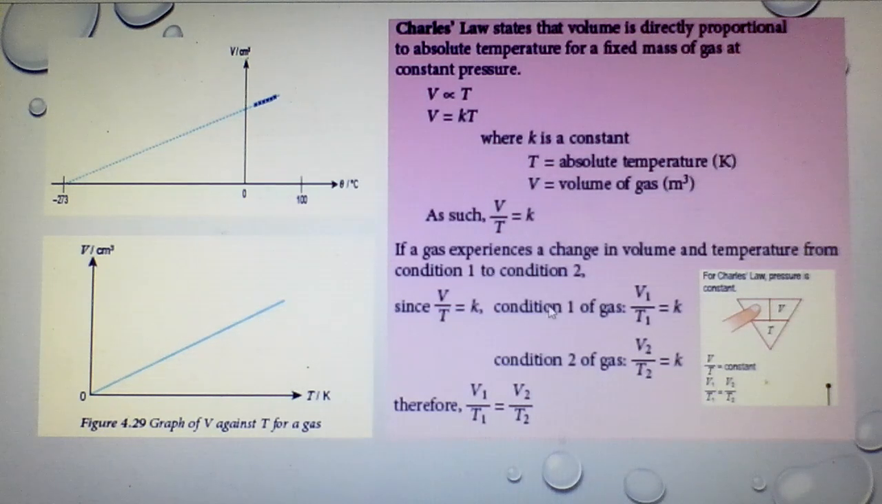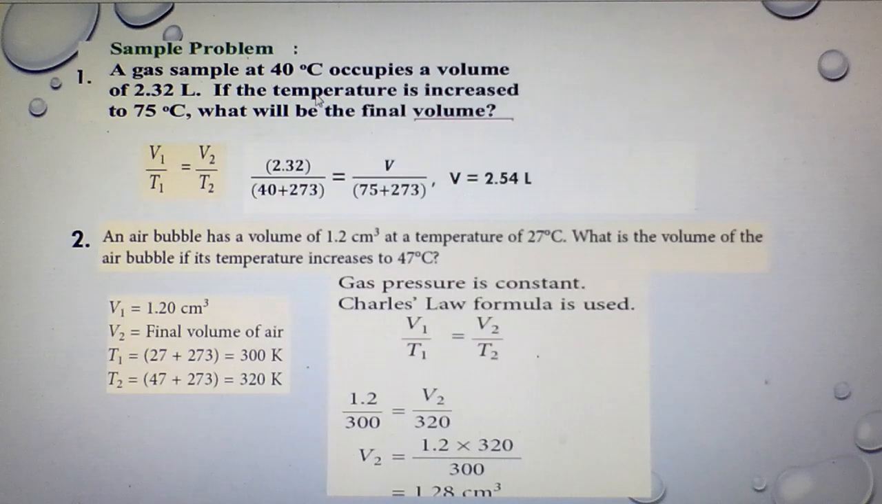So we have two conditions. Condition 1 we mark as V1 divided by T1 equals K, and V2 divided by T2 also equals K. Thus, we have V1 divided by T1 equals V2 divided by T2. This is the formula used to solve problems involving Charles's law. Back to the PVT triangle. This Charles's law just discussed V and T. So you just cover the P, meaning P is constant. Thus we have V divided by T equals a constant, or V1 divided by T1 equals V2 divided by T2.